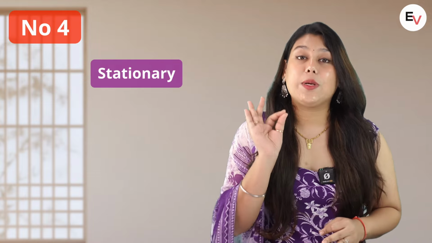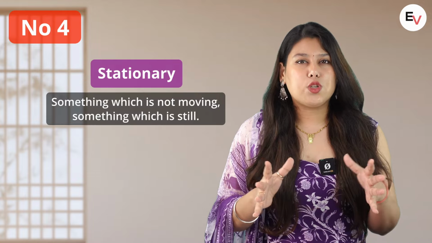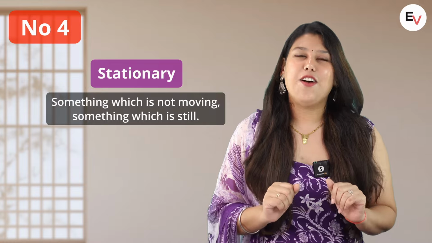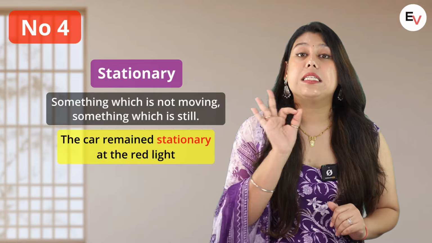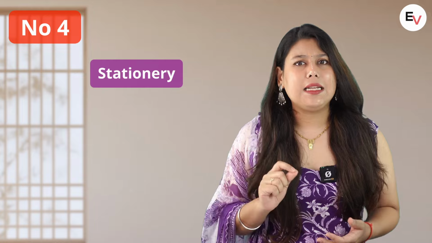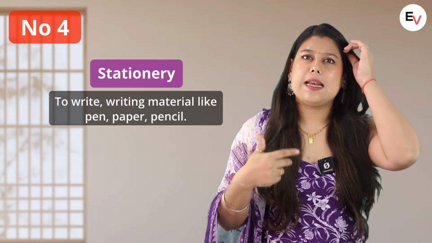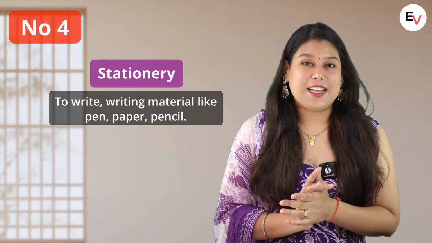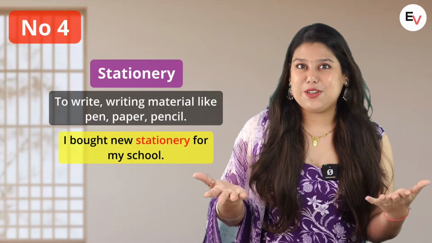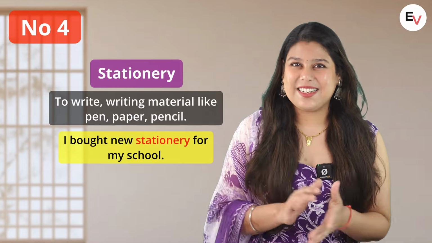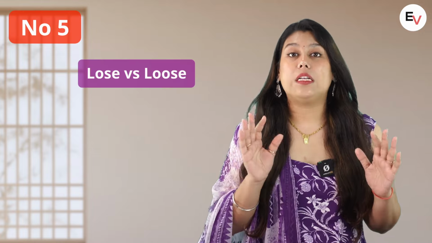Now, stationary with an A means something which is not moving, something which is still. For example, the car remained stationary at the red light. And stationery with an E means something which is used to write, writing material like pen, paper, pencil. For example, I bought new stationery for my school. Simple? Moving on to our next pair of words, lose versus loose.